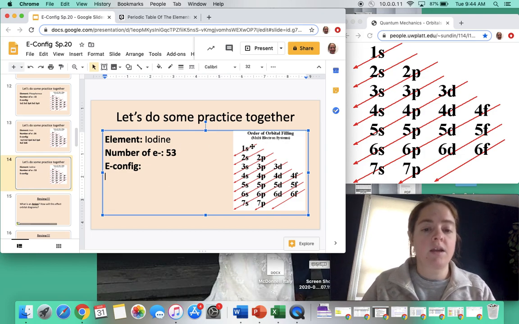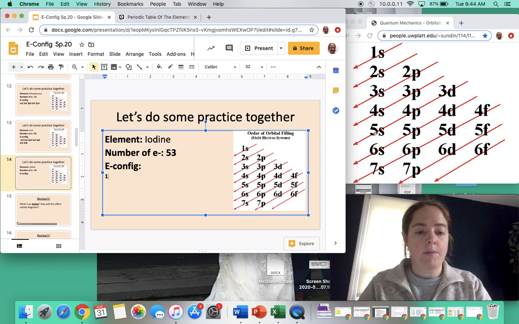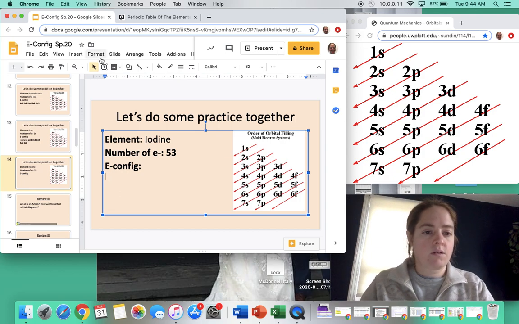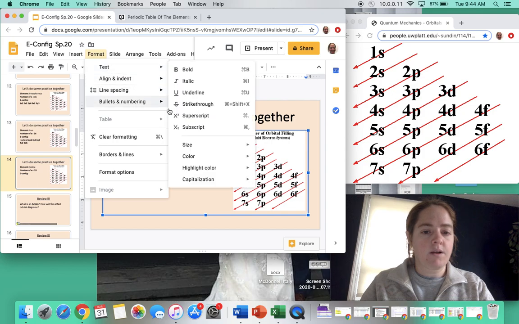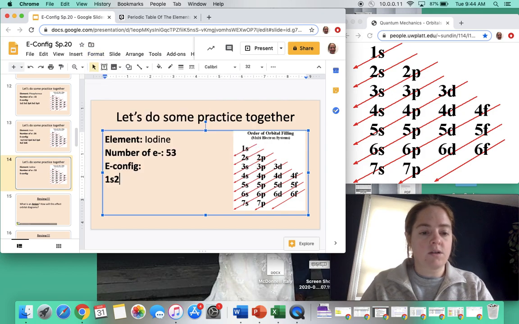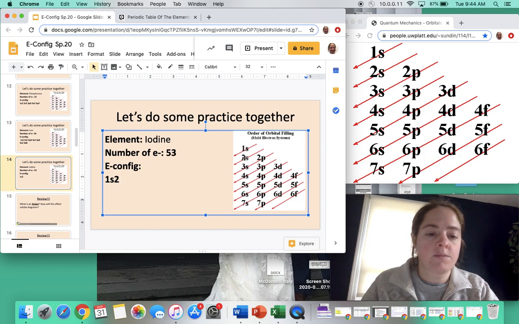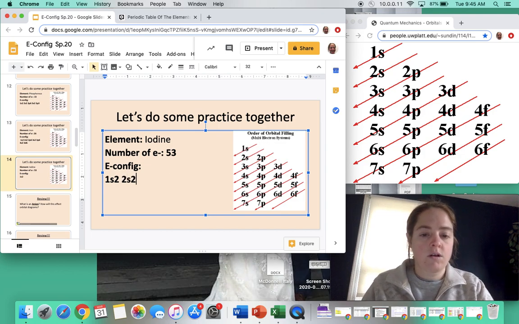So we start at the beginning. We start at the beginning with 1s. Remember, s can have 2. I think that's on. Let's make them bigger. So 1s2. Good. After 1s comes 2s. So 2s2. After 2s comes 2p. Remember, p can go up to 6. After 2p comes 3s. After 3s comes 3p. And p can go up to 6. After 3p comes 4s. S can go up to 2.